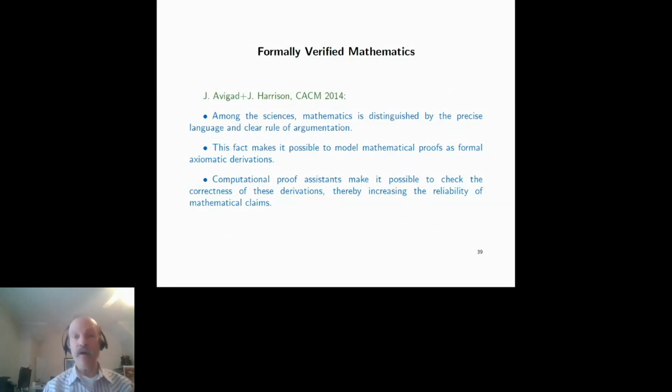And again, I encourage you to look at an article on formally verified mathematics by Avigad and Harrison from CSM in 2014, where they show that you can actually take a computational proof assistant and go back and increase the reliability of mathematical claims. Because after all, in mathematics, we really want to have mathematical certainty. And actually, this is to me the ultimate irony, the counterpoint to Miller, Lipton, and Perlis, that today we use a proof assistant to give us the mathematical certainty that the mathematician desires so much.